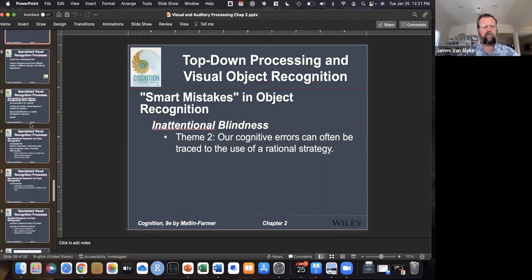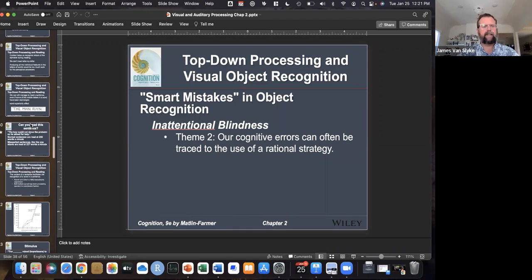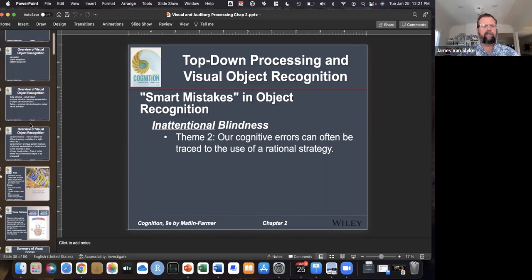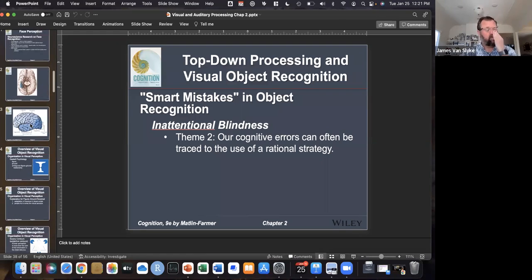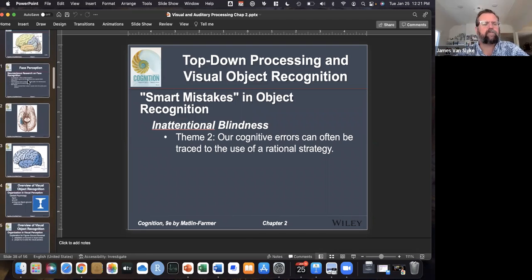Okay, so I think rather than jumping into speech perception today, I'm going to wait on speech perception and jump into that on Thursday.